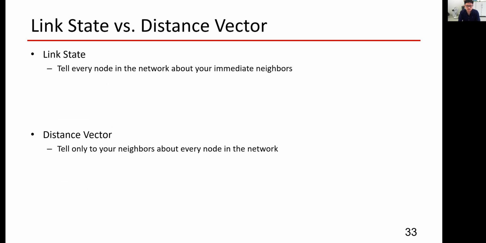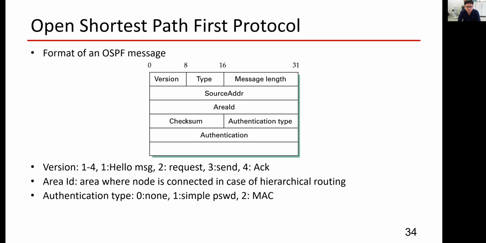So link state versus distance vector. We talked about distance vector and link state, right? Distance vector we talked about in the first part, and in the second part we talked about link state. Link state tells every node in the network about your immediate neighbors. Distance vector tells only your neighbors about every node in the network. So they are two different concepts. OSPF is the selected protocol. It is commonly used among routers in today's technology.